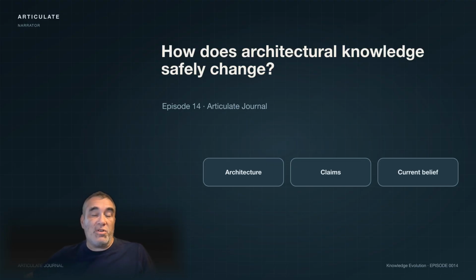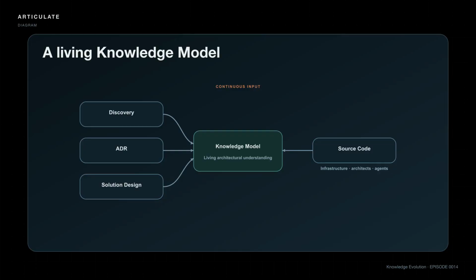And that creates the question for this episode. What happens when new information arrives? One of the goals for Articulate is to create a living architectural model. Architectural information might come from a discovery conversation, an architecture decision record, solution design, source code, or from the architect directly. Or eventually from agents reasoning over information Articulate already knows. If the knowledge model represents Articulate's understanding of an architecture, that understanding has to evolve as new information appears.